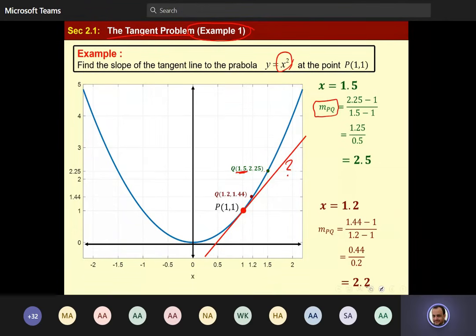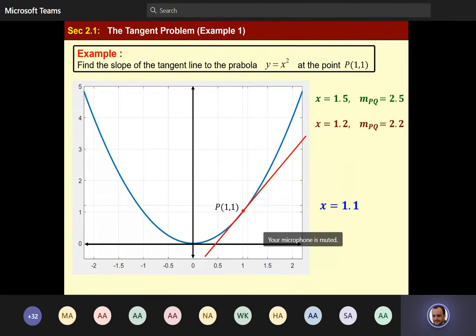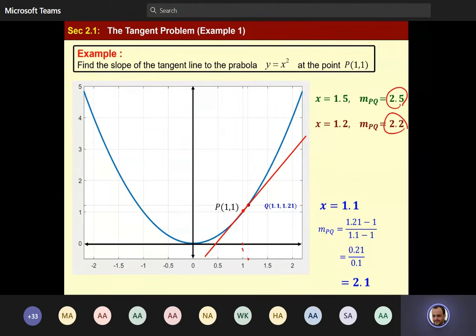It will be 2.2. If you take another point, when you are closer, you will get a better estimation. For example, if you also take 1.1, this is x equals 1, take 1.1, this point. Here it is, it will be here almost. Now calculate the slope. The slope will be 2.1. Look what happened. It is 2.5, 2.2, 2.1. What do you think? If we get closer and closer, what will it be? It will be 2.